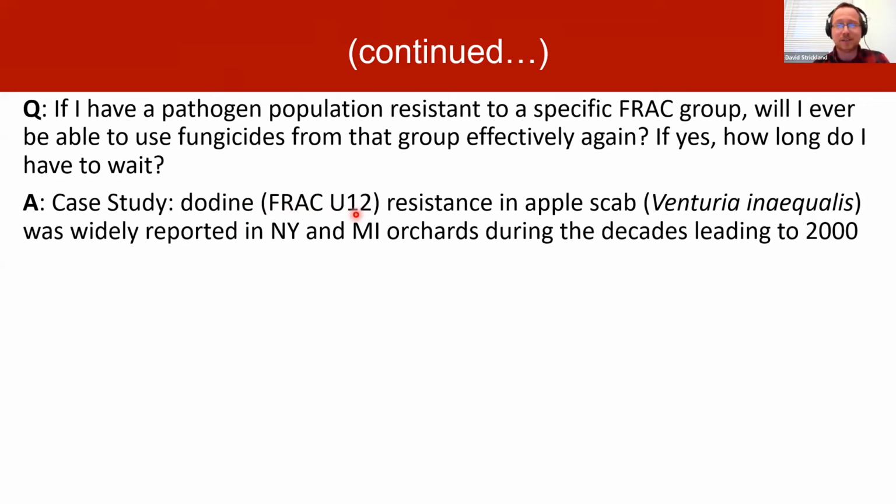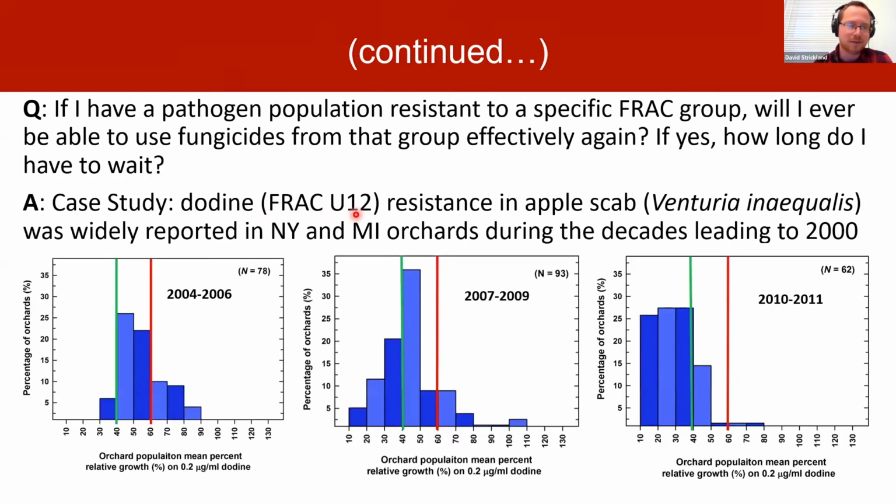But my advisor, Garrett Cox, who works on this system, did some work in the early 2000s to see how long it would take for dodine to be effective again. As we look at these charts here, the y-axis is the percentage of orchards, indicating how many of those isolates were able to grow in the presence of dodine. The x-axis is dodine concentration, showing how many of the isolates can grow in a lot of dodine versus are very sensitive to dodine and die off very easily.